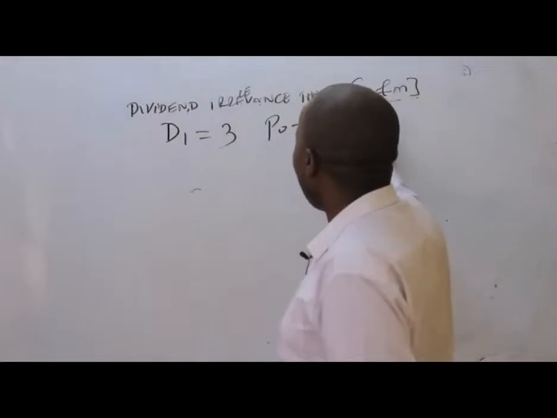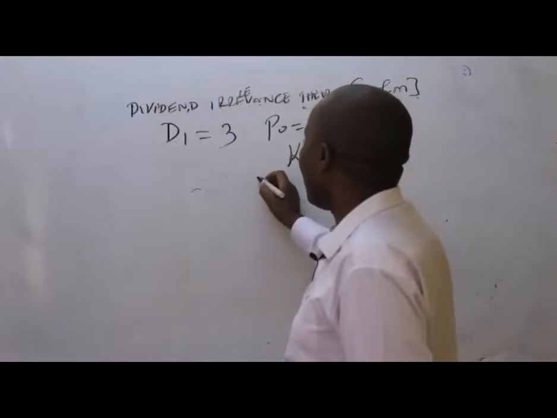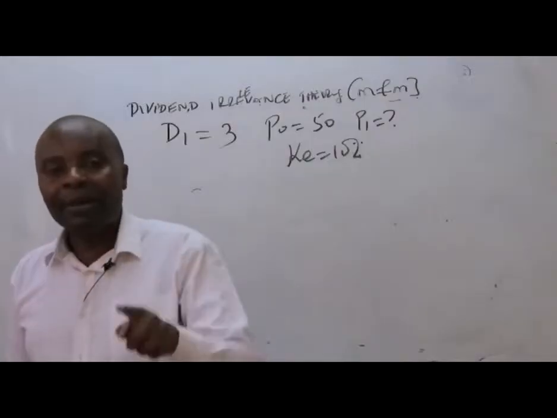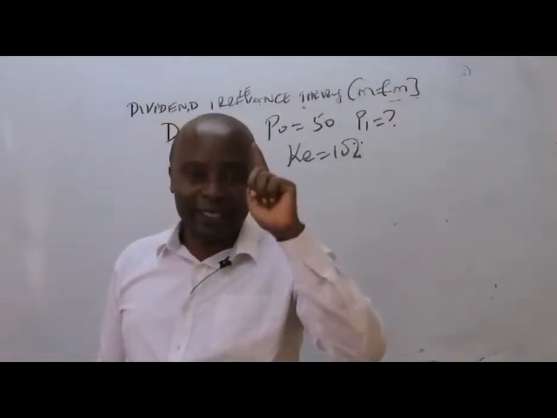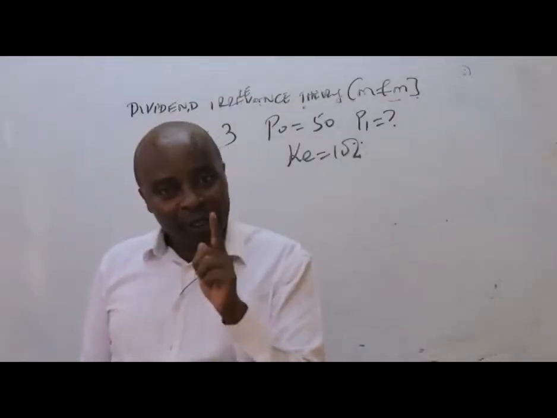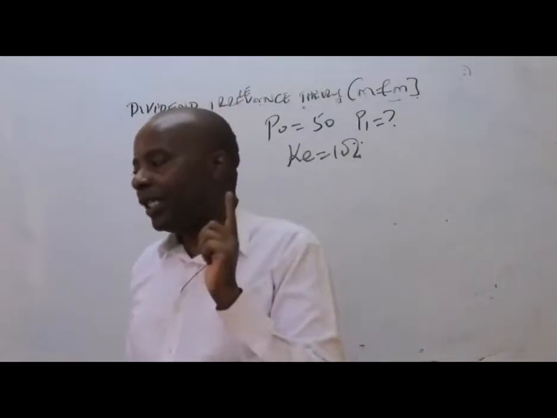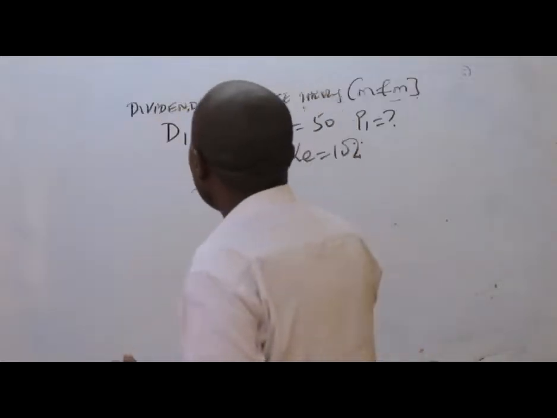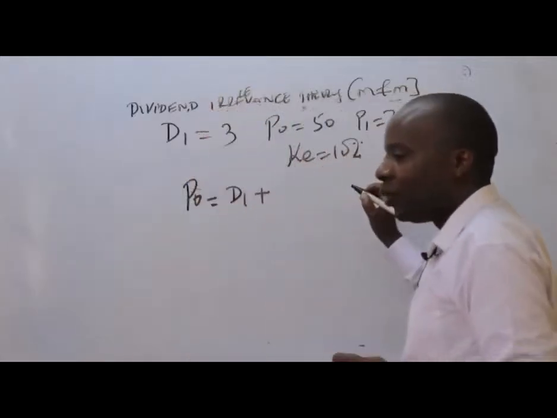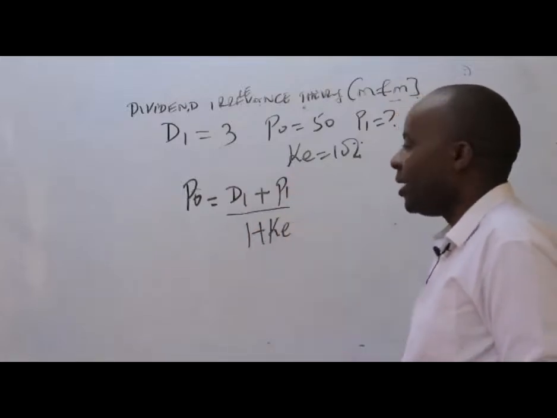P0 will be 50. P1 is what we are looking for. And then we know the cost of equity is 10%. They would want us, of course, to give them P1. I may forget many other things, but I'll not forget the formula of P0. I know that there are 2 formulas of P0. The one of D0 into something, but this is a special one: dividend irrelevance. What do we have over here? P0 equals D1 plus P1 all over 1 plus KE.